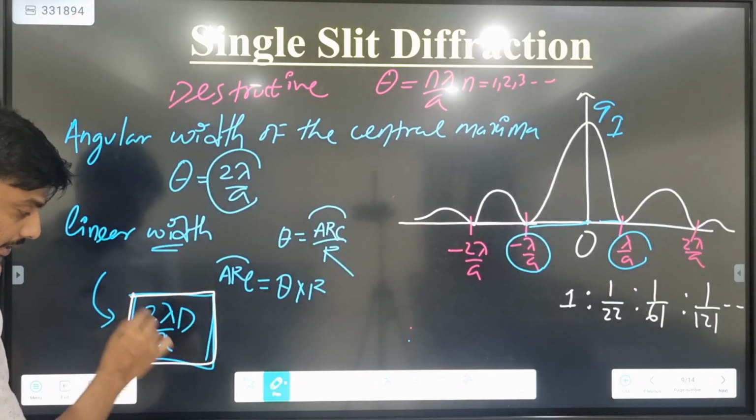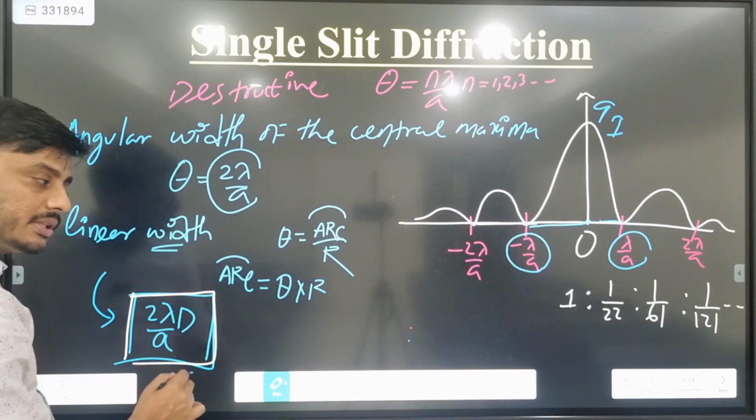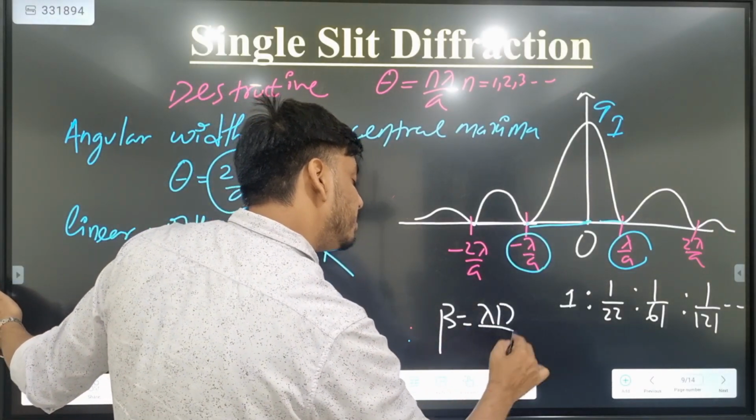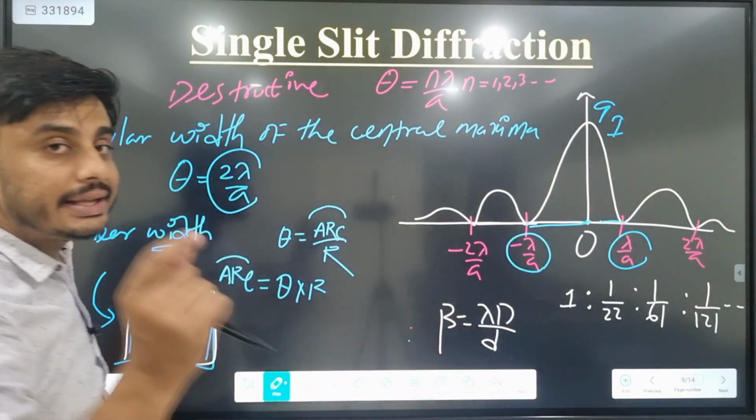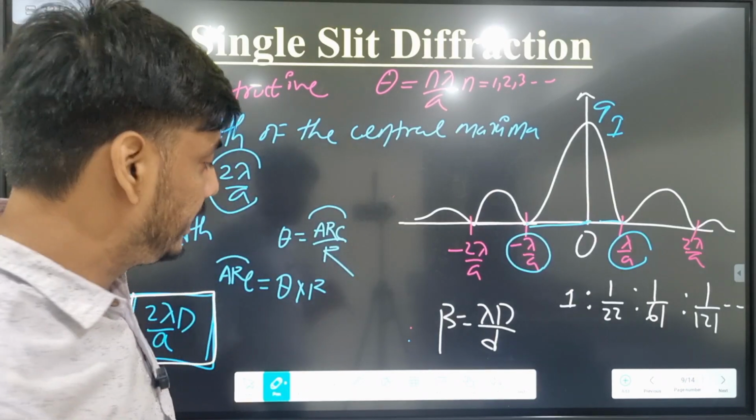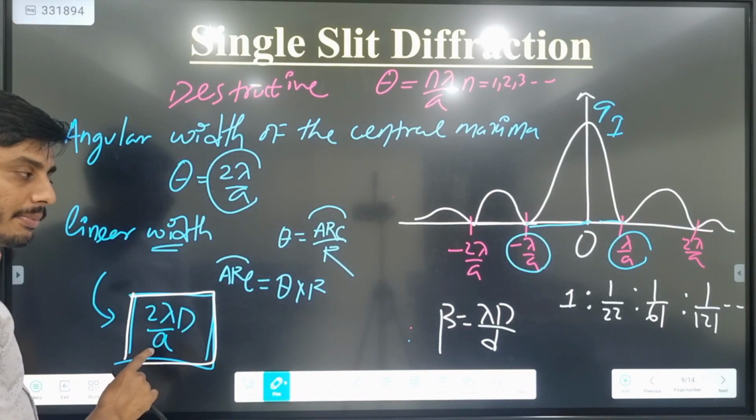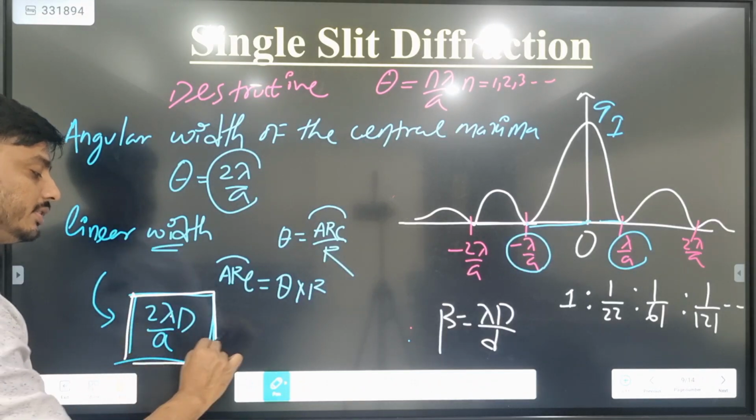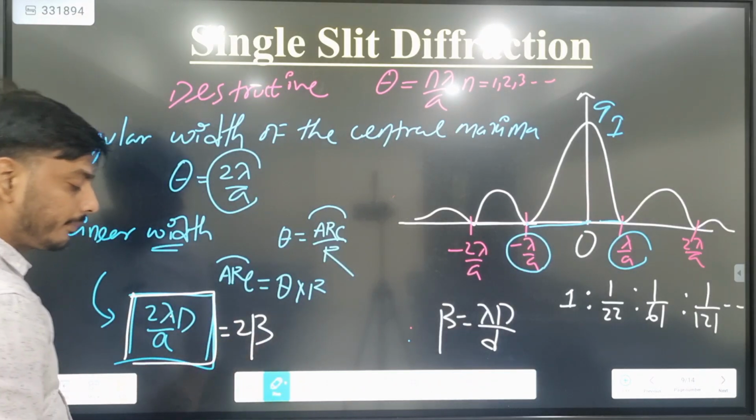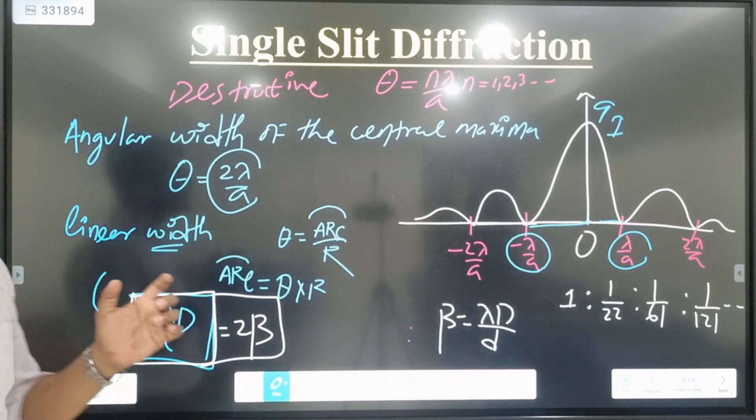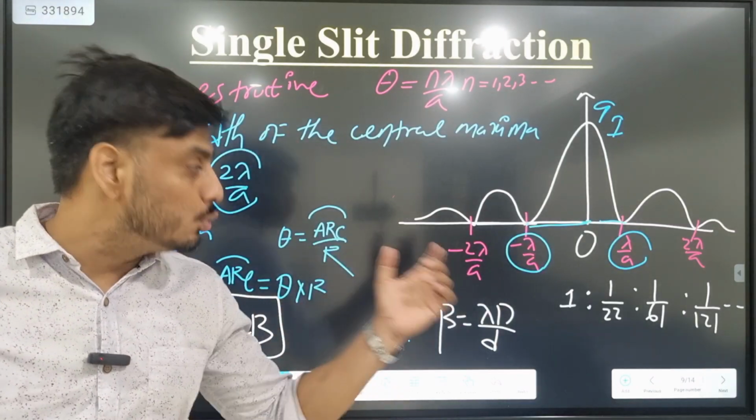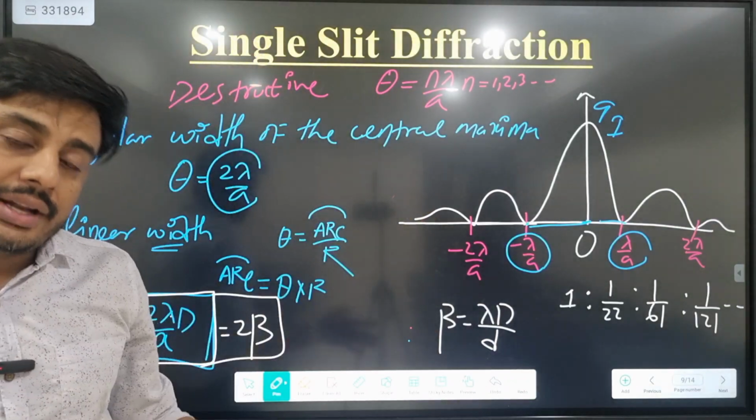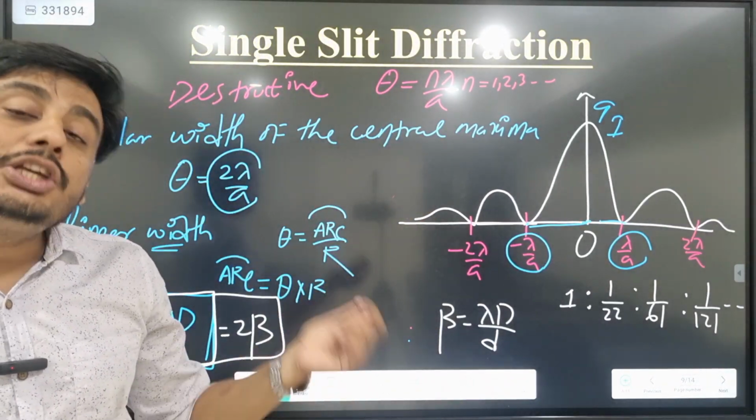You must have seen the difference in Young's double slit experiment. We get the fringe width beta equal to lambda capital D by small d, because there we use small d as the distance of separation between the two slits. Here we use a as the width of the slit. So we get 2 lambda capital D by small d, which is nothing but 2 times beta. So the width of the central maxima is 2 times the width of the interference fringes in Young's double slit experiment.